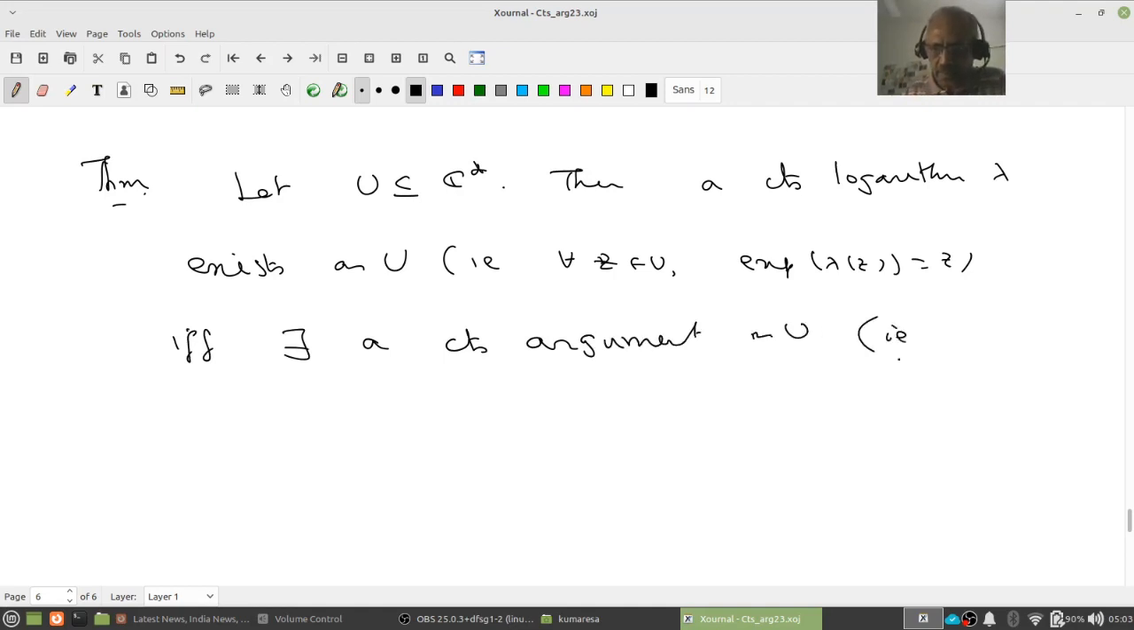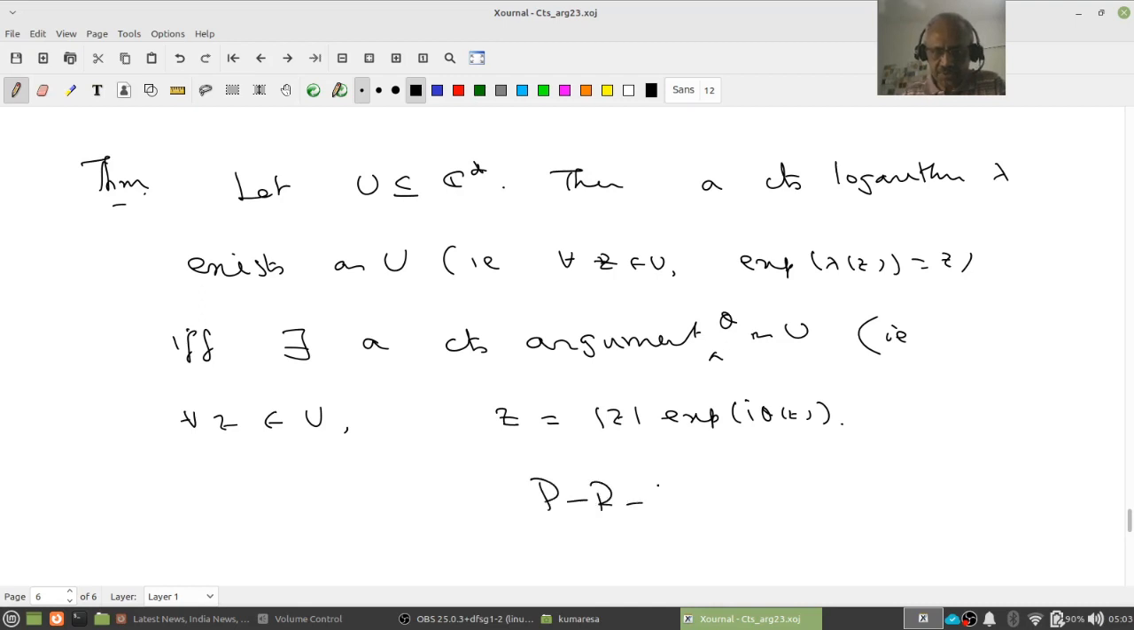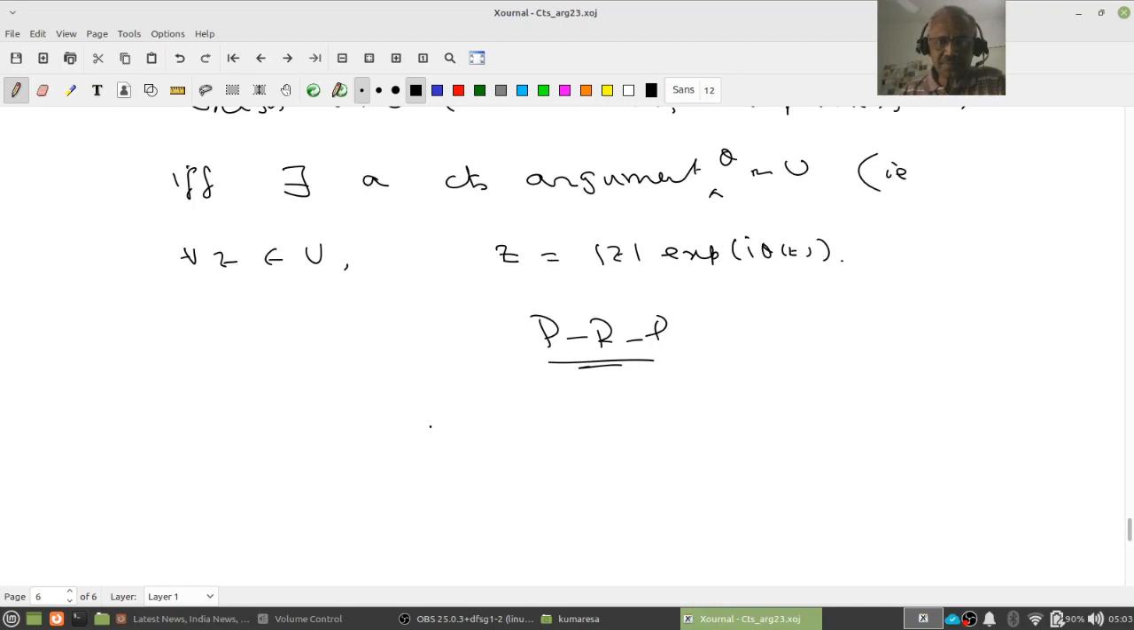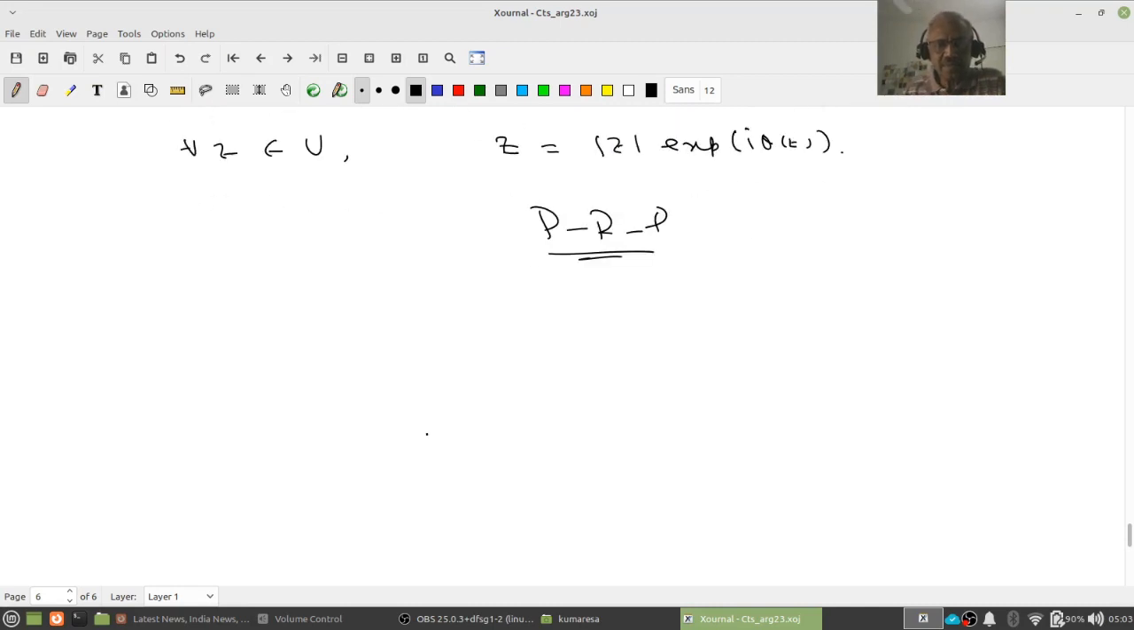That is, for every z in U, there is a continuous argument theta on U. That is, for every z in U, z is equal to mod z times exponential of i theta of z. This is all we have proved. Make sure you understood this. These are the things which you will never learn properly. Once you are done, we can ask the next question.